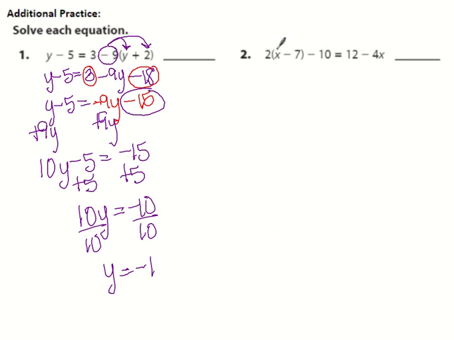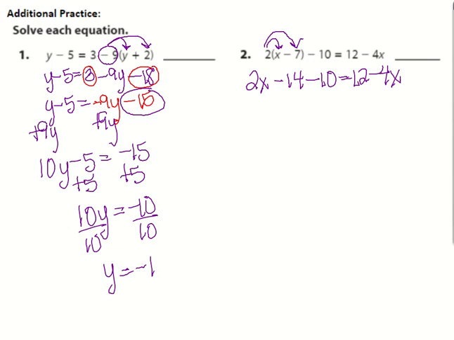All right, let's do number 2. So we're going to distribute by 2 here, everything into the parentheses. 2x minus 14 minus 10 equals 12 minus 4x. And actually, I'm going to stop there. You are going to finish that, and we're going to see how it went in class.